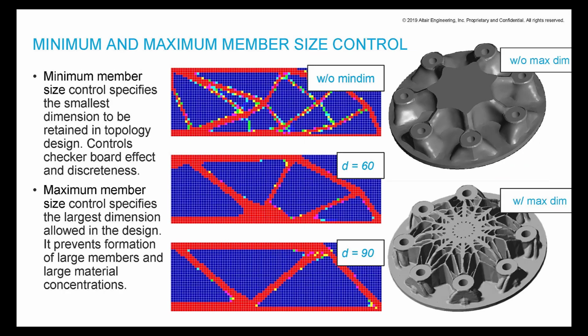Minimum member size control specifies the smallest dimension to be retained in topology design. This reduces the checkerboard effect and improves discreteness. Maximum member size control specifies the largest dimension allowed in the design. This prevents the formation of large members and large material concentrations.